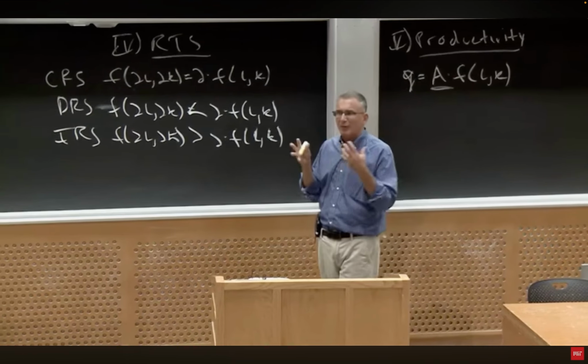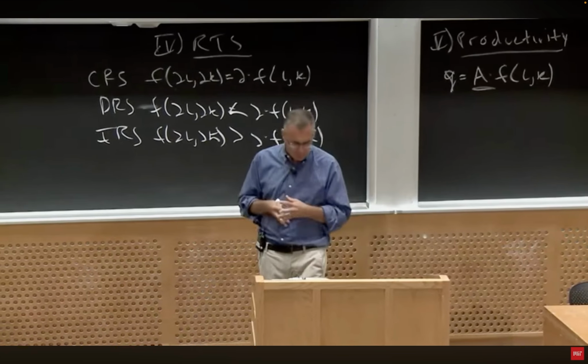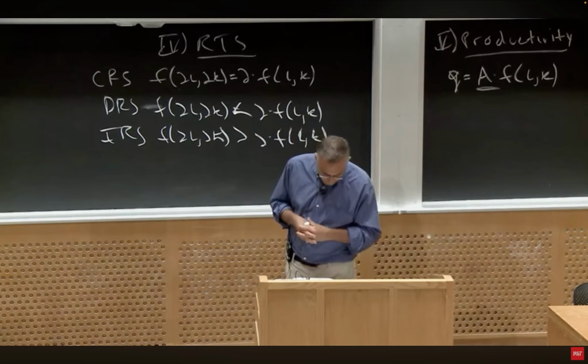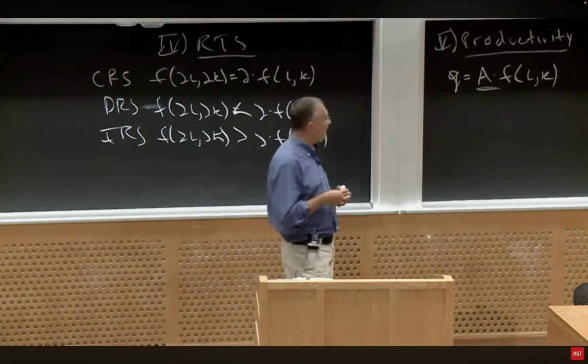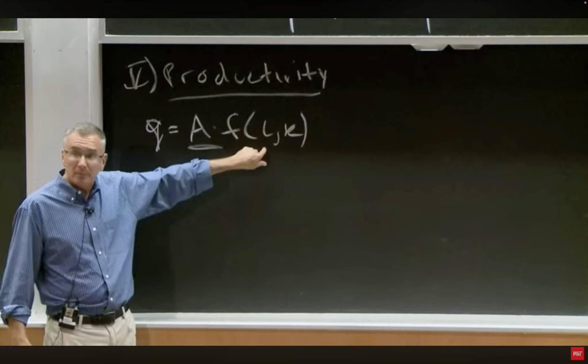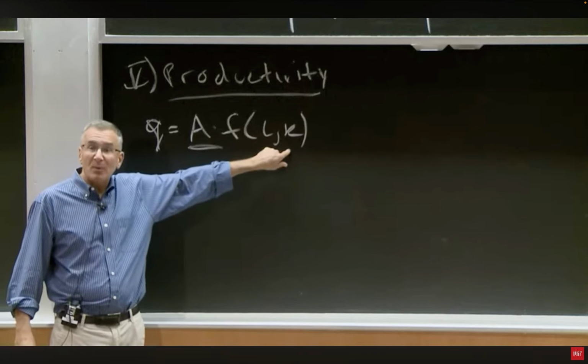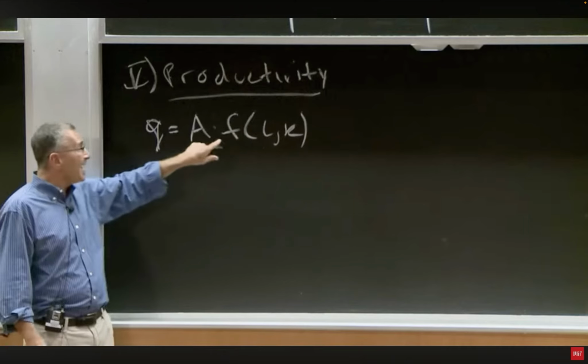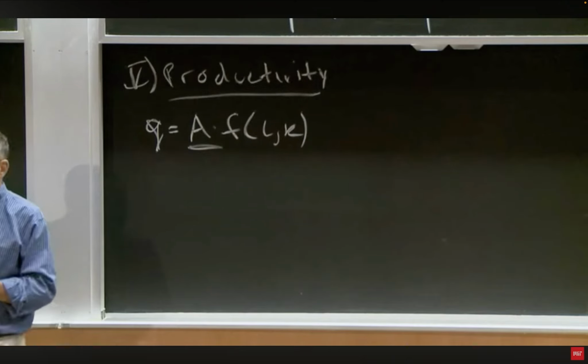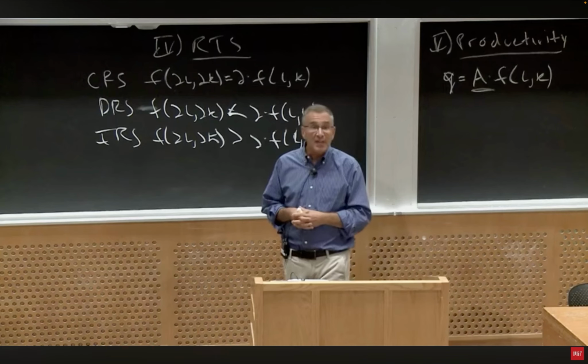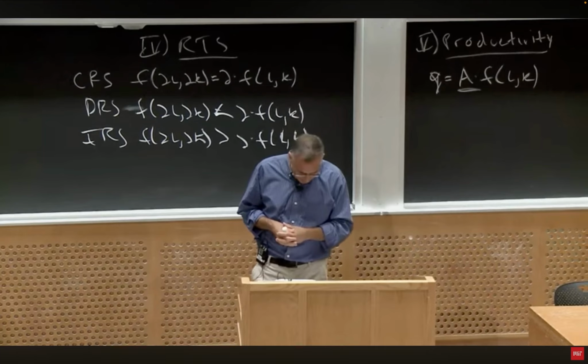Think of that as our standard of living. How much stuff do we have per person? What's going to determine that? Three things: how hard we work, how many machines we have, and how productive we are with those inputs. Those are the three things that will determine how much stuff we have.